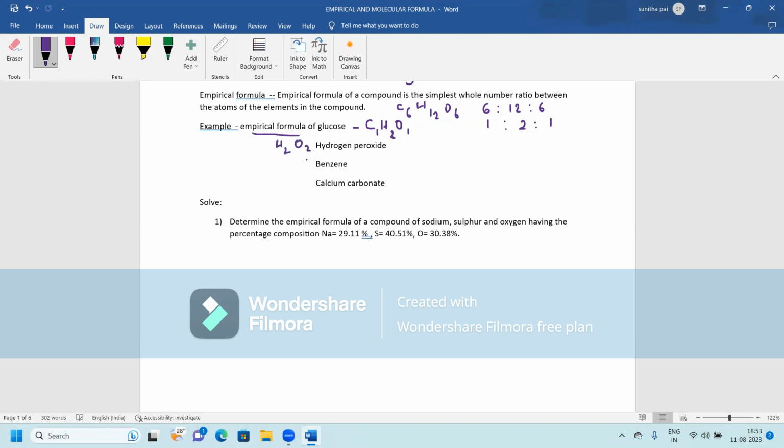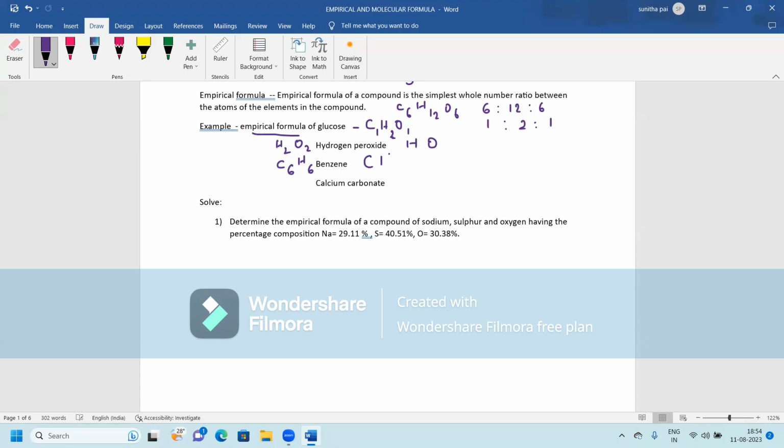On the left side, I'm writing the molecular formula. Now, mentally, you can solve this. Ratio is 2:2. When you simplify, the ratio becomes 1:1. So, HO will be the empirical formula. Moving on, the next one, benzene. Molecular formula C6H6. Ratio 6:6. When you convert it to the simplest whole number ratio, both the numbers are divisible by 6. So you get the ratio 1:1.